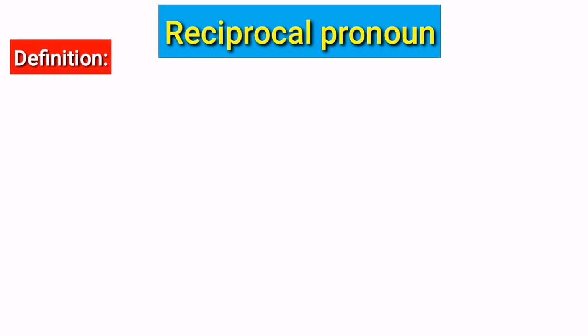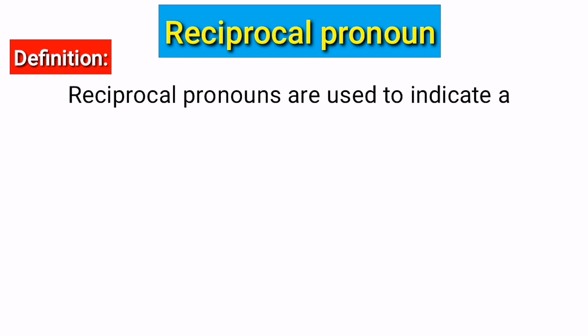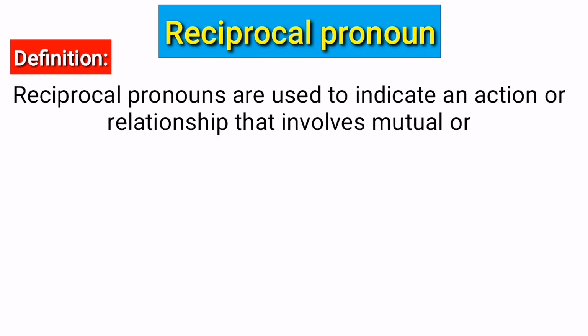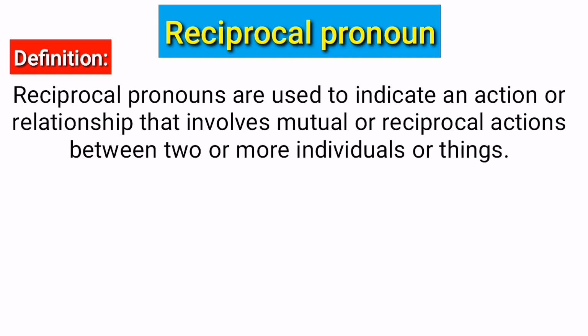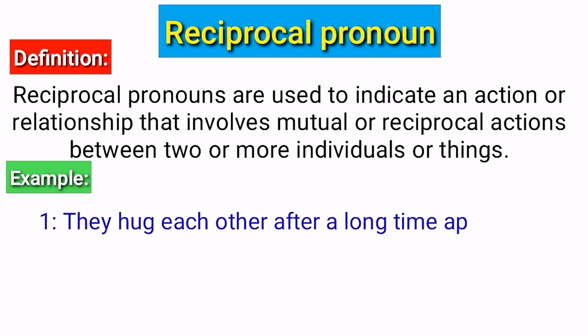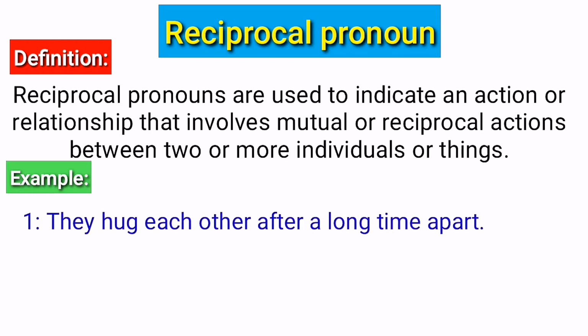Reciprocal pronoun. Reciprocal pronouns are used to indicate an action or relationship that involves mutual or reciprocal actions between two or more individuals or things. They highlight the idea that the action is being exchanged or reciprocated among the parties involved. For example, "They hugged each other after a long time apart." In this sentence, the reciprocal pronoun each other indicates that both individuals hugged one another. The action of hugging is being exchanged between them.